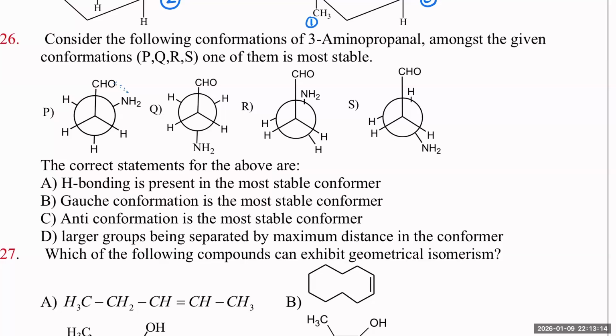And that's the only form where you can have the hydrogen bonding present. Correct? So yes, the first one is correct. The gauche form is more stable, that is also correct. Anti-form is more stable, incorrect. Larger groups being separated by maximum distance in the conformation, not necessarily. Okay, so what are the correct options? Only A and B.